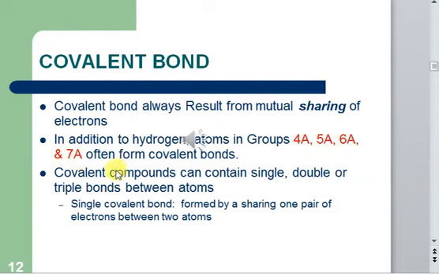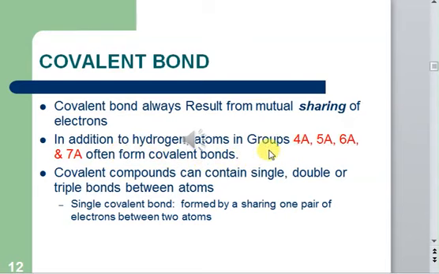So what they do is that when these are together, when you have a member of 4A and 5A, they form a covalent bond. Similarly, when you have 4A and 6A, they will form a covalent bond. When you have 4A and hydrogen, they'll form a covalent bond. So when you have an atom of hydrogen, 4A, 5A, 6A or 7A, and they react together, they always form covalent bonds. They never form ionic bonds.